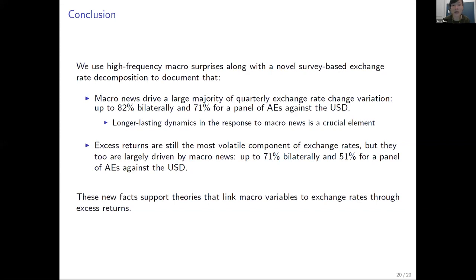the variation. Excess returns are still the most volatile component of exchange rates in our present value decomposition, where we're forcing the VAR to match survey forecasts, but these too are largely driven by macro news, up to 71% bilaterally and 51% in a panel regression. So these new facts all support theories that link macro variables to exchange rates through excess returns.